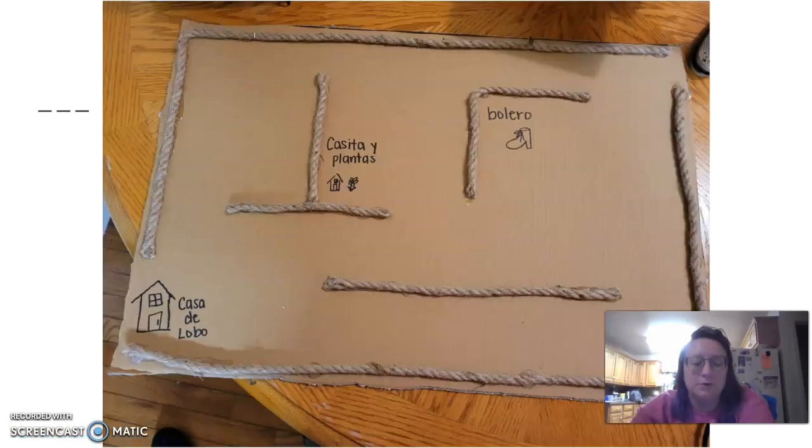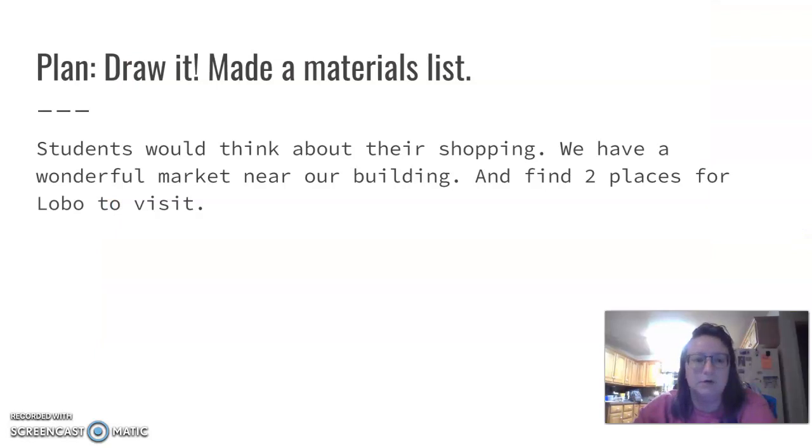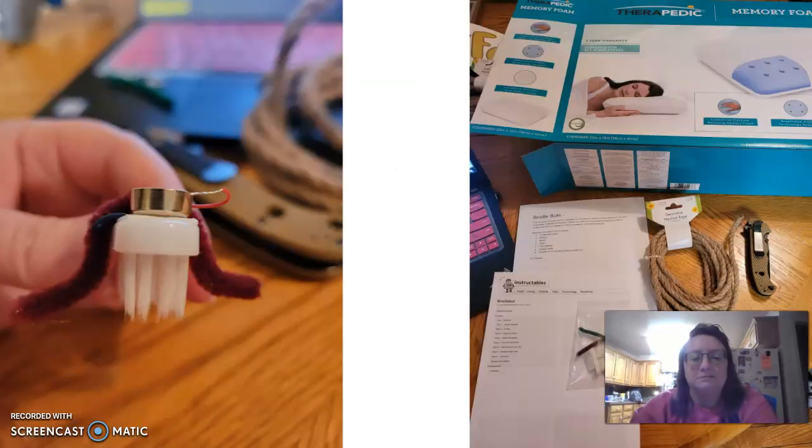So I just used some rope and a piece of cardboard, and I made its two stops the bolero, which is a cobbler for shoe shine, and the casita and plantas, which are plants and little houses. And then at the end, they go back to Casa de Lobo. Lobo is the main character. So students would think about their shopping. They would have to choose two places for Lobo to visit.